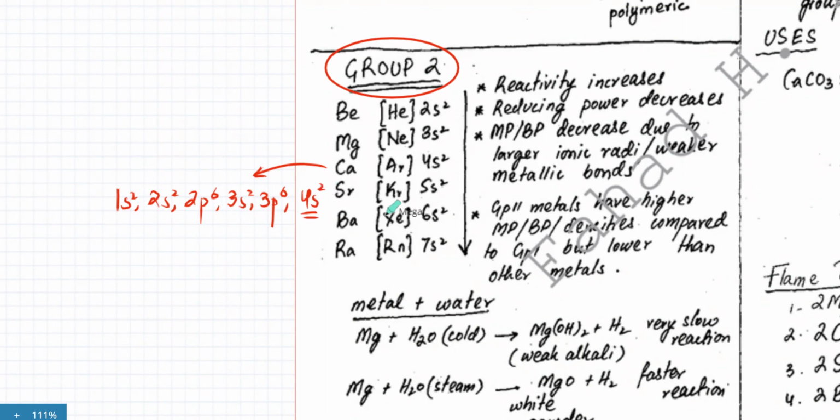So anyways, reactivity increases down the group. Why does it increase? Because it becomes easier for them to lose electrons. A metal always has to lose electrons to react. So the reason reactivity increases is that it becomes easier to lose electrons.